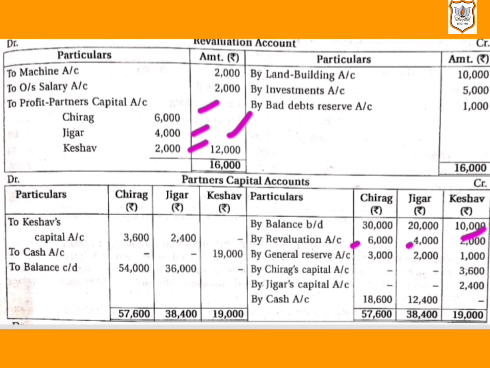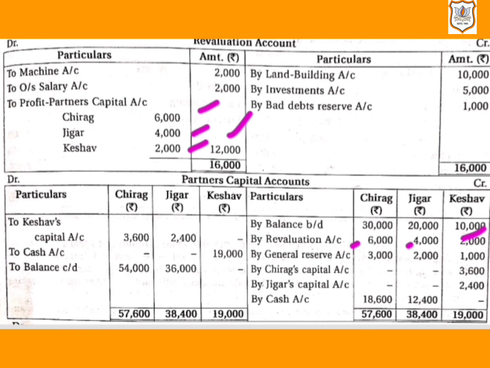Now let us read the last point once again. Point number 7. Chirag and Jigar will bring necessary amount in cash in such a manner that amount due to Keshav is to be paid in cash and balance of cash may remain in the firm as working capital rupees 14,000 and their capital in the new firm will become proportionate to their new profit and loss sharing ratio.